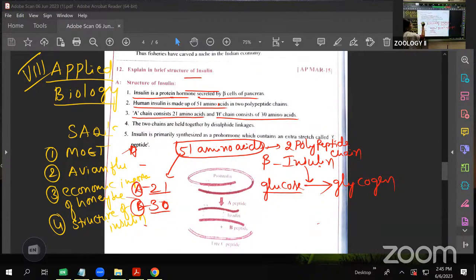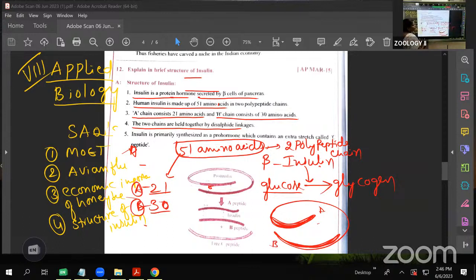Here, see this one. Two chains are held together. Observe here, that is not clearly visible, I think. I am drawing here on this side. This dark color is called the A chain. At the end, one more chain is there, called the B chain. This one is the A chain, this one is the B chain.